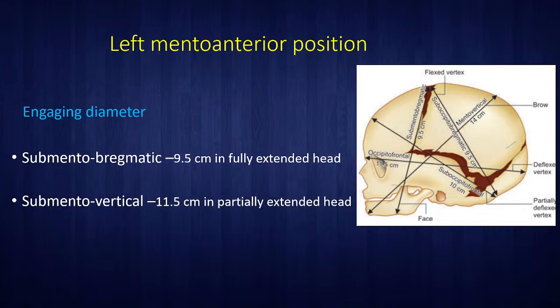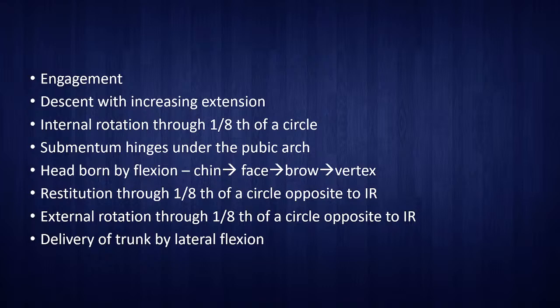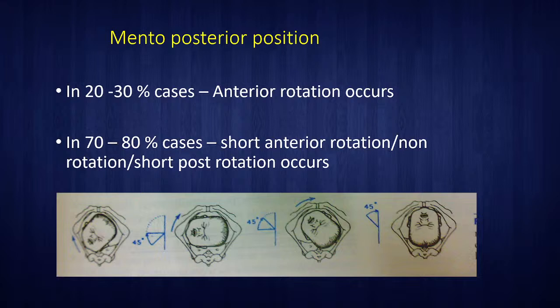Then the engaging diameter is submentobregmatic, this one. This diameter is also there in case of cephalic presentation. Here the submentobregmatic can be the presenting diameter, engaging diameter, or submentovertical. Submentovertical is not shown here, so it can be here to here. If it is submentobregmatic, then this is a smaller diameter. In that case delivery may be possible. So, this is the mechanism. I will show you in the diagram.